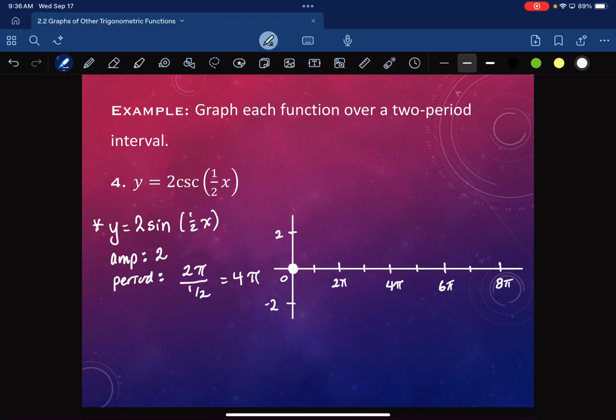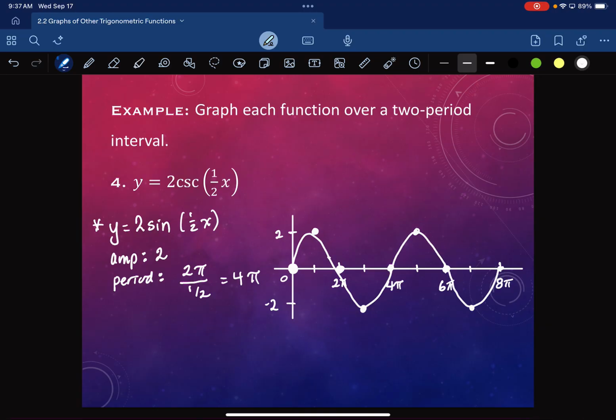Where does it go next? It goes up to 2, and then it's going to go back down to the x-axis, down to -2, and back up to the x-axis. This is a full period of sine, roughly anyway. And then we're going to repeat it, right? We're going to go up to 2, back to the x-axis, down to -2, and back to the x-axis.